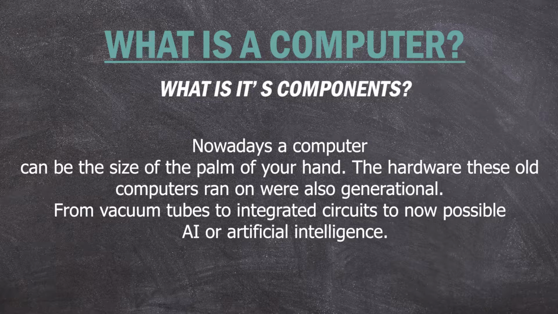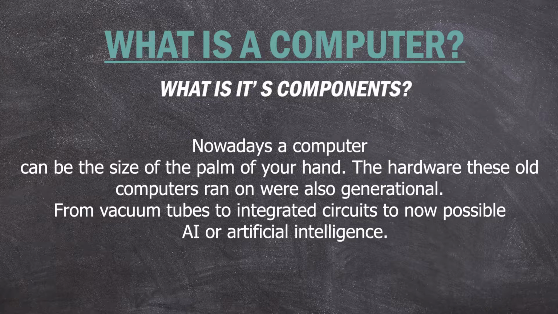The hardware these old computers run on was very generational and has drastically changed over the course of just a few years. They started out with vacuum tubes, which were basically glass tubes with a filament inside, vacuum sealed. That's what they used, to now integrated circuits or ultra integrated circuits, which are circuit boards with millions and billions of circuits on them, to possible AIs or artificial intelligence.